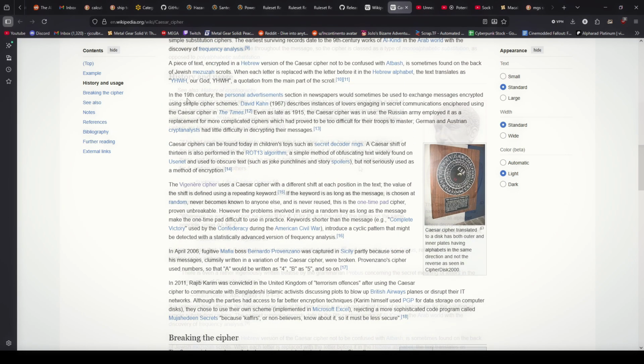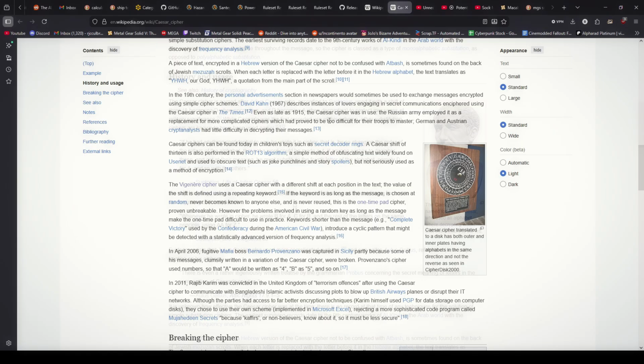In the 19th century, the personal advertisement section of newspapers would sometimes be used to exchange messages encrypted using simple cipher schemes. David Kahn describes instances of lovers engaging in secret communications enciphered using the Caesar cipher in The Times. Even as late as 1915, the Caesar cipher was in use.